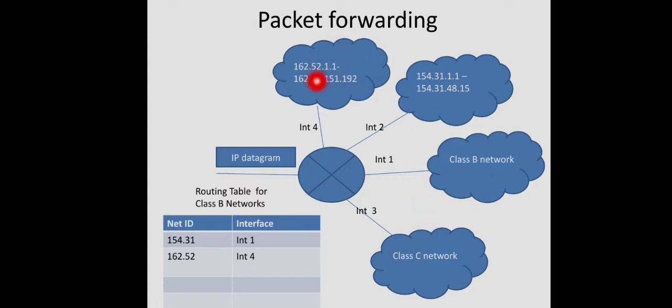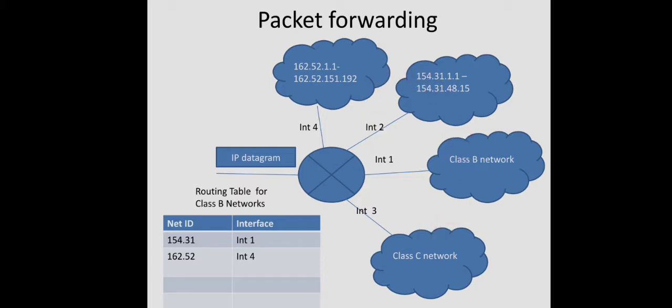So this is the set of hosts within this network. Host addresses range from 11 to 151.192. This many hosts are there in this network, and here 1.1 to 48.15. This many hosts are in this network, because the first 2 bytes are the network number in case of class B addressing, right? That is why I am not mentioning that. That will be common for every host within this. That is 154.31, the network number here, and here the network number is 162.52. So these are class B addresses. Like that, another class B network is there, then a class C network is also there. So this is the current scenario.